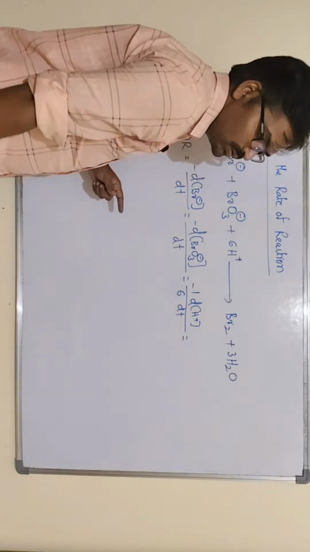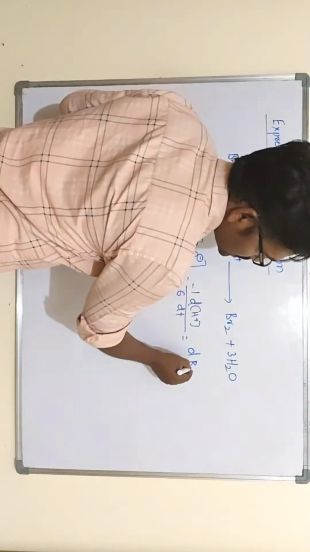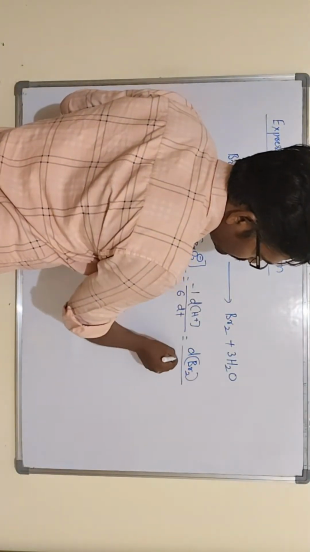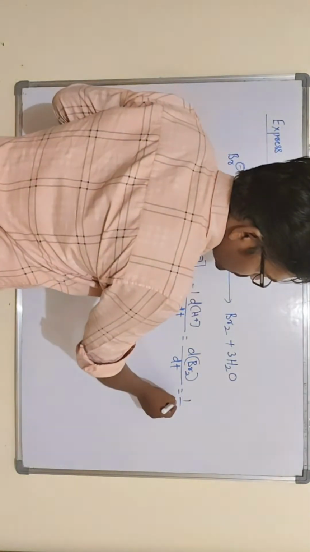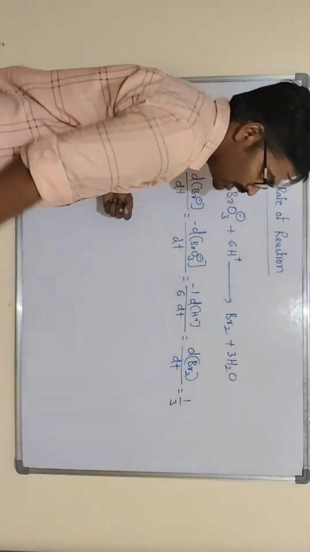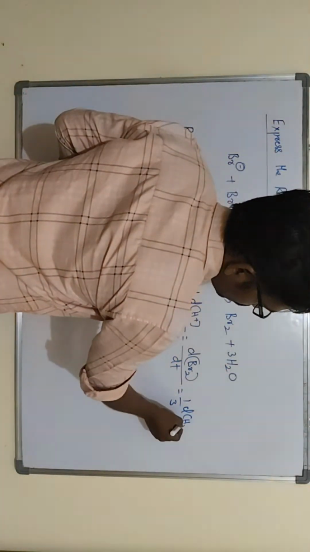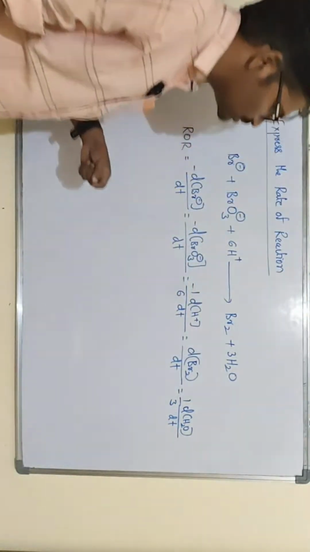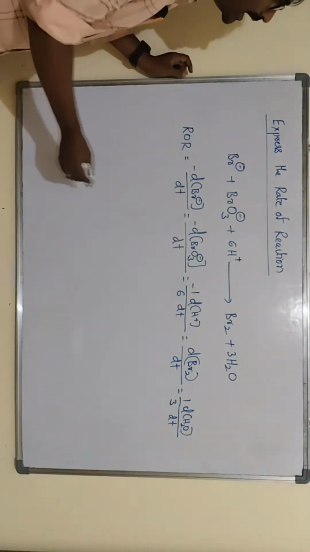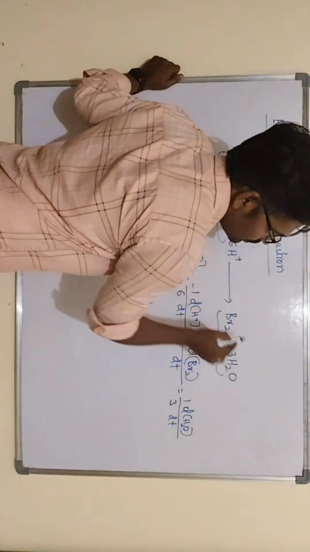It is equal to dBr2 concentration divided by dt. It is equal to 1 by 3, positive sign you have to take, not negative sign. For products, take the positive sign. Then dH2O concentration divided by dt you have to take. Clear, my dear students?